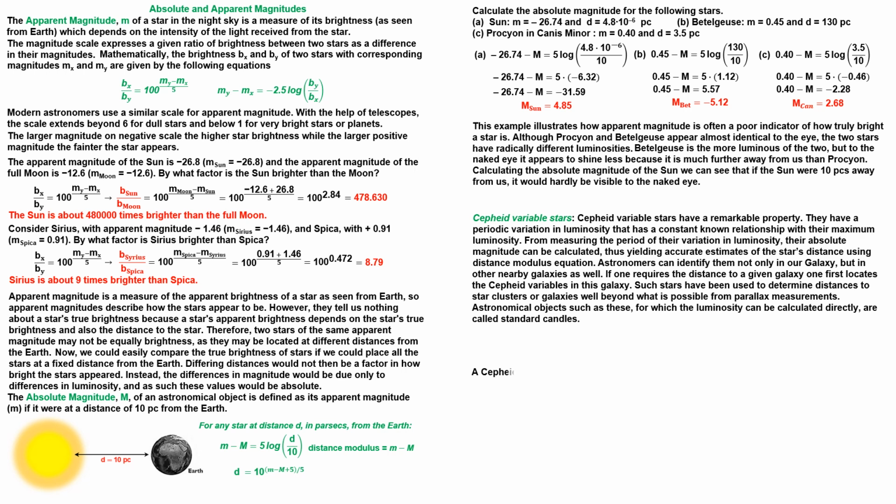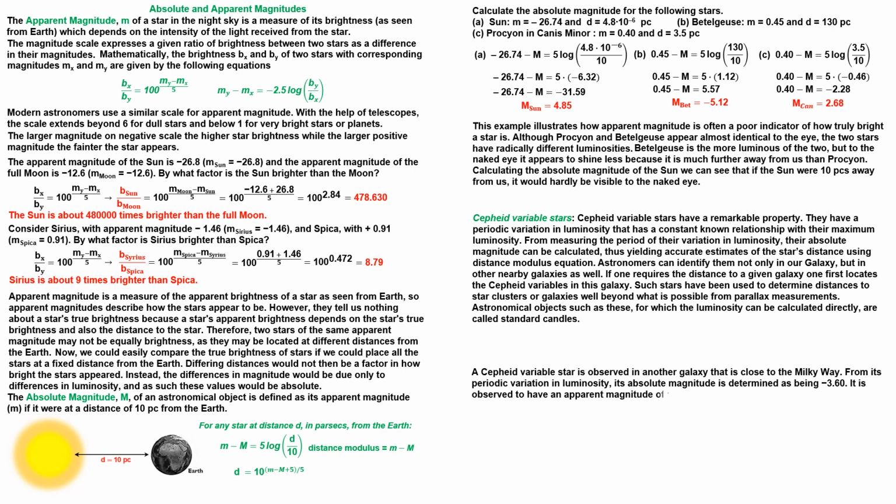Let's see how this works. A Cepheid variable star is observed in another galaxy that is close to the Milky Way. From its period of variation in luminosity, its absolute magnitude is determined as being minus 3.6. It is observed to have an apparent magnitude of 15.56. Estimate how far the galaxy is from Earth. We take the second formula to find the distance.